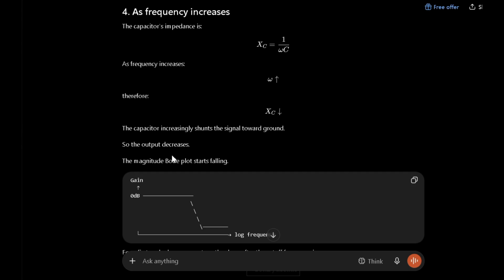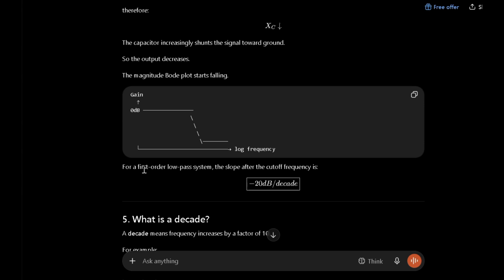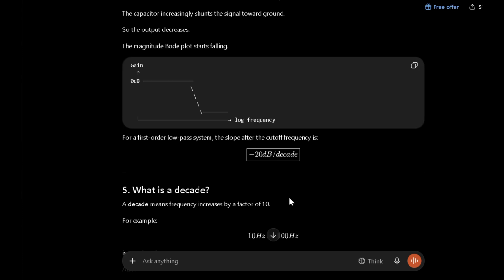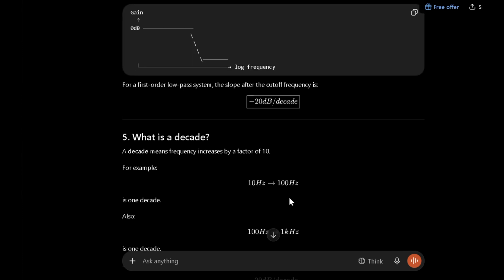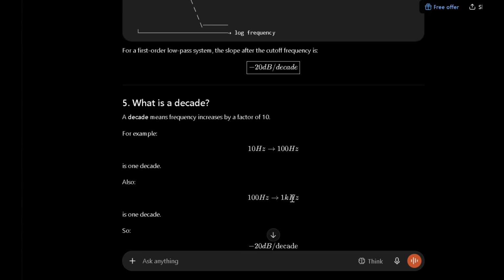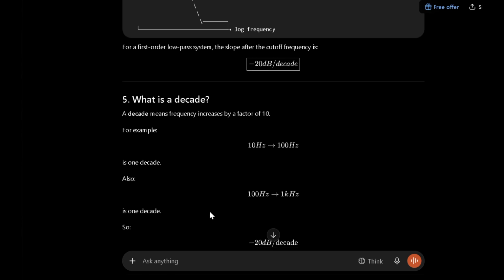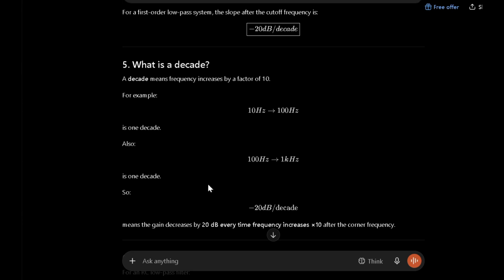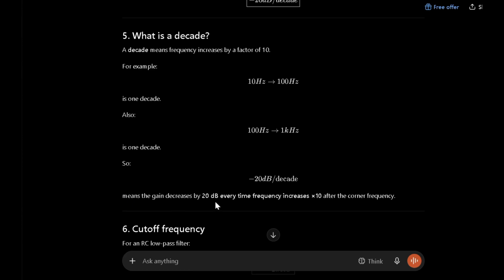For a first order low pass system, the slope after the cutoff frequency is minus 20 dB per decade. So what is a decade? A decade means the frequency increases by a factor of 10. For example, 10 Hz to 100 Hz is 1 decade. Also, 100 Hz to 1 kilohertz is another decade. So minus 20 dB per decade means the gain decreases by 20 dB every time the frequency increases by 10 after the corner frequency.